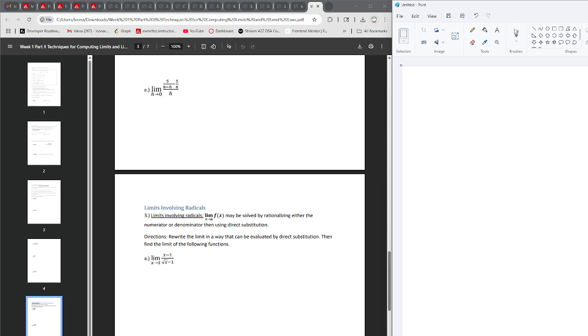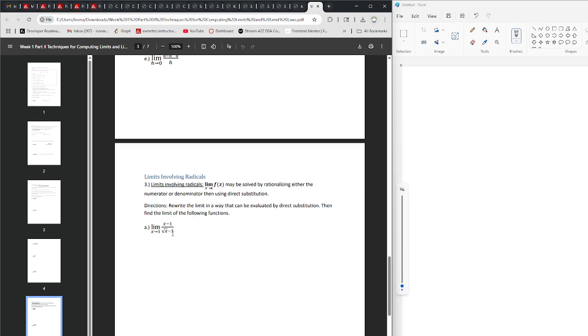Limits involving radicals may be solved by rationalizing. Yeah, okay, that makes sense. So as this approaches 1, then we should... Okay, so how do we approach this problem? If you see a problem where it's like a radical plus something like a constant, you need to do something called multiply by the conjugate.